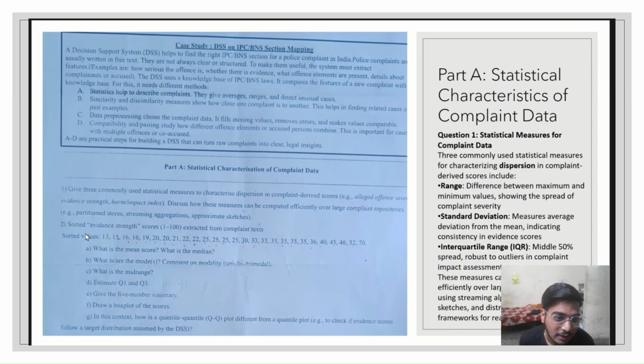The second question gives some sorted evidence strength scores between 1 and 100 extracted from complaint text. Here we have some sorted values and we have to calculate the mean, median, and mode, comment on the modality of the data, and find the mid-range. We have to estimate Q1 and Q3, give the five-number summary, draw a box plot of the scores, and also explain how a quantile-quantile (QQ) plot differs from a quantile plot. So let us start solving it.